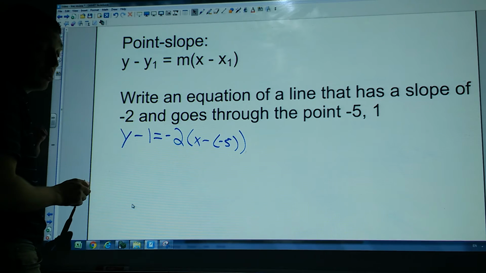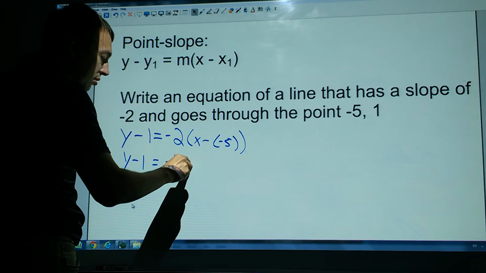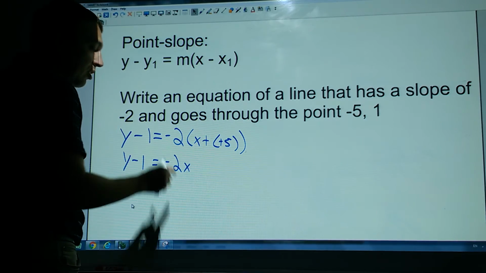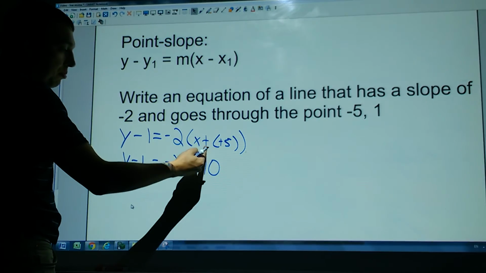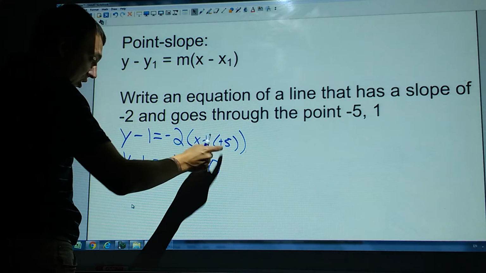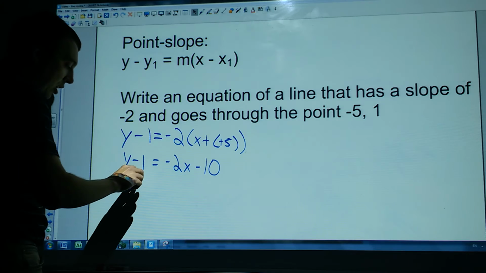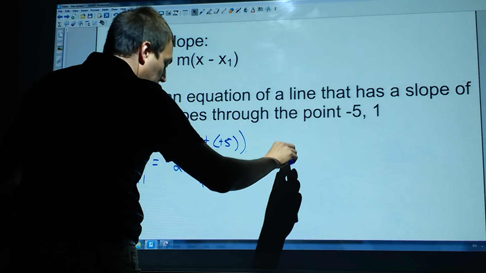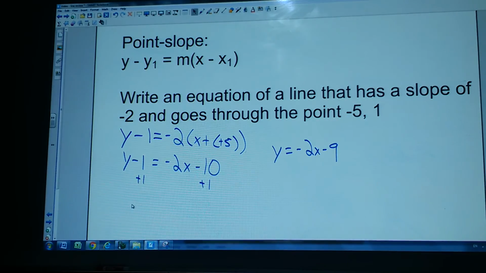Well, we'll have to solve for y to do that. y minus 1 equals negative 2x, minus minus is going to make a plus. So negative 2 times 5 is negative 10. Be careful about two negatives next to each other. That does turn out to be a plus. So this is what happens after I distribute. Let's add 1 to both sides. So y equals negative 2x minus 9. So the y-intercept turns out to be negative 9.